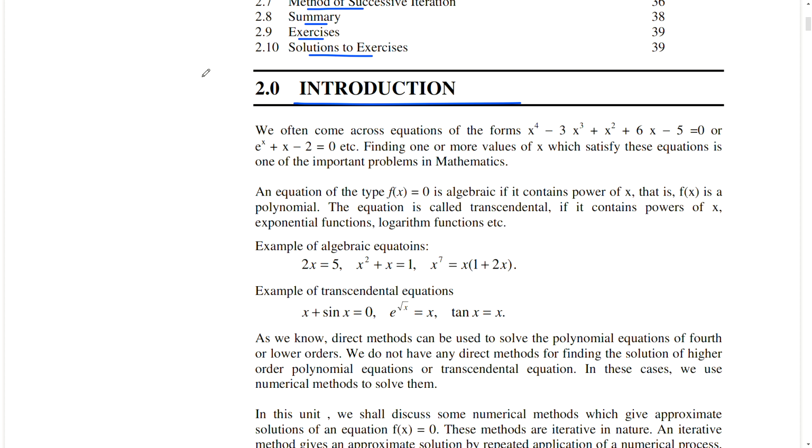Examples of algebraic equations: 2x equal to 5, x squared plus x equal to 1, x to the power 7 equal to x over (1 plus 2x). Examples of transcendental equations: x plus sin x equal to 0, e to the power root x equal to x, tan x equal to x.